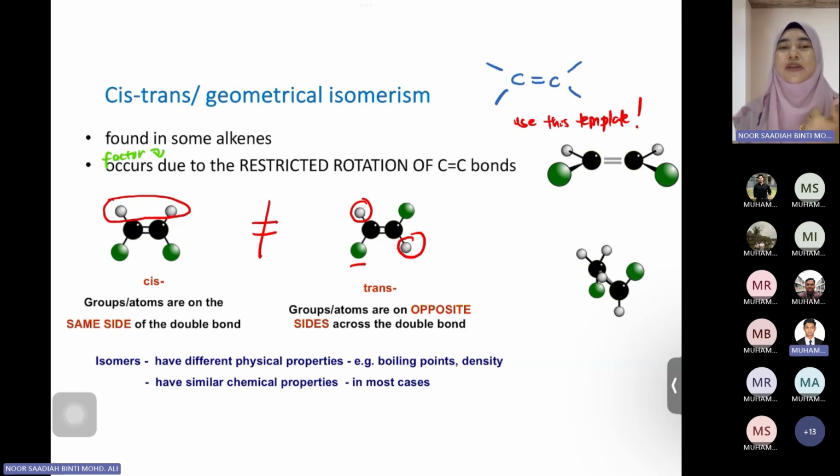First is carbon double bond carbon. Second, each carbon must be bonded to two different groups of atoms. And then you will get one cis and one trans. Cis means the identical groups will appear on the same side, whereas trans will be on the opposite side for the identical groups.